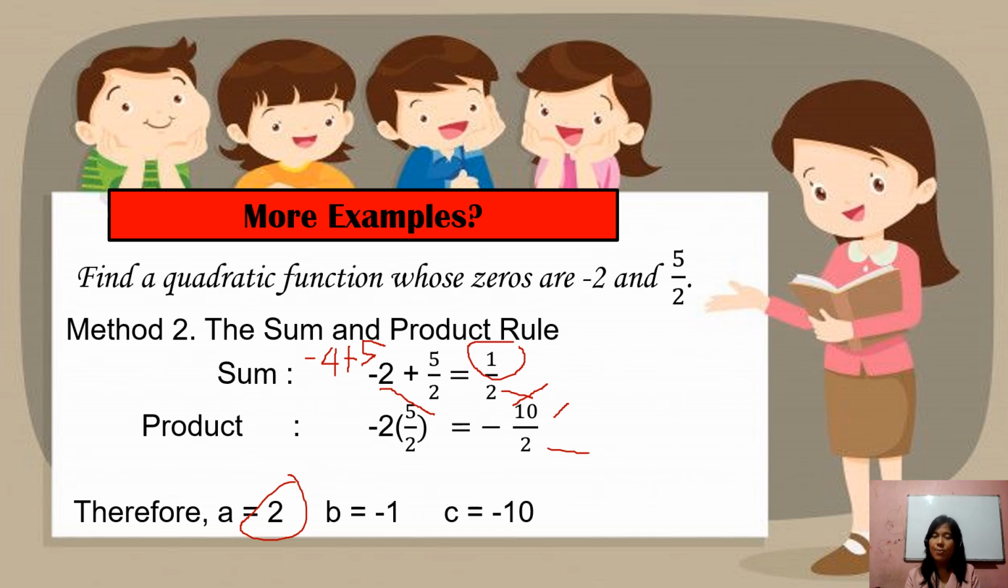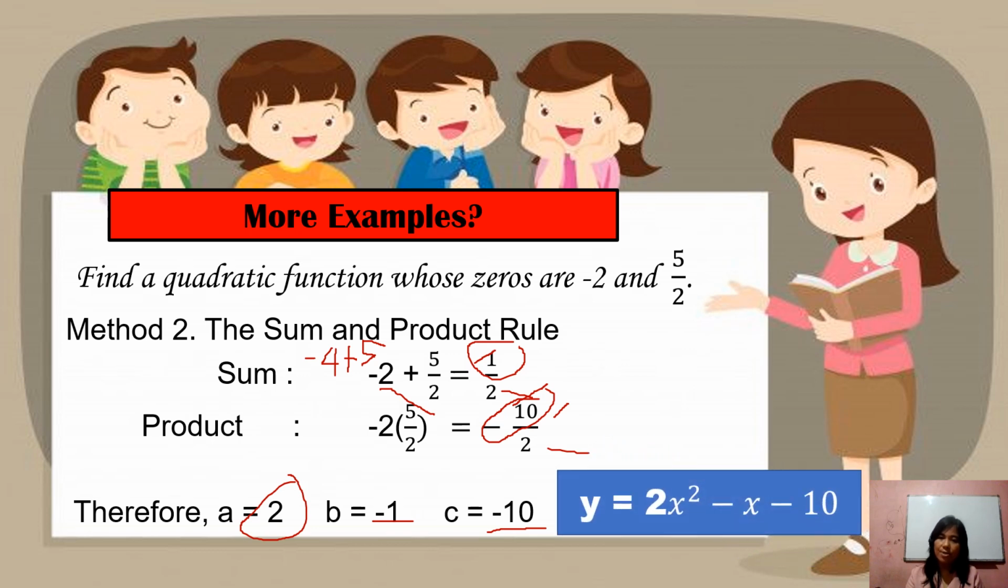So since pareho na sila ng 2, so meron kang A value dito na 2. Yan. Tapos yung B, change the sign of the numerator. So from positive, we have negative 1. Tapos of course, yung sign ng C na negative 10, so eto siya. Lagay mo dun sa general form ng quadratic function, so meron tayong y equals to x squared minus x minus 10. Okay? So, yun.